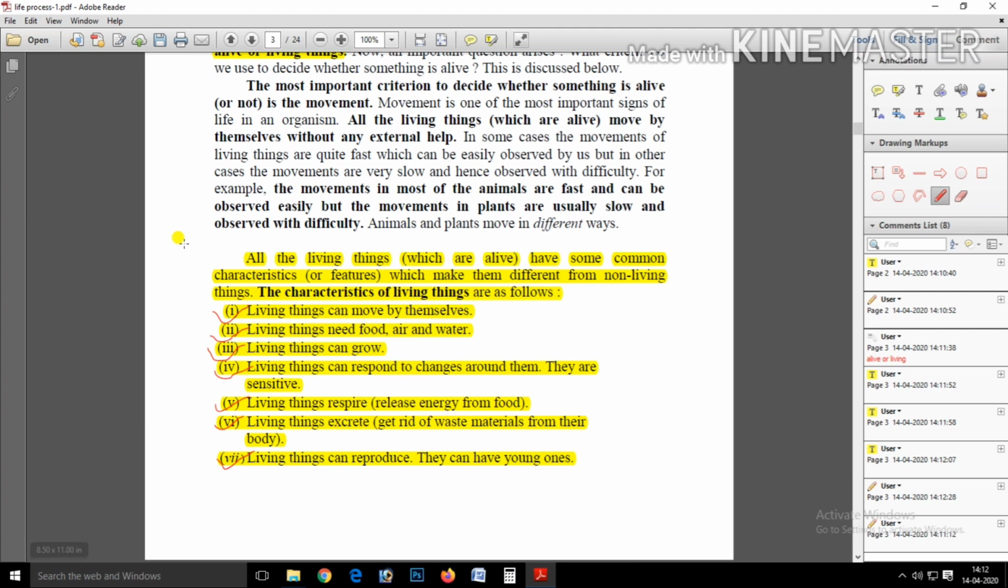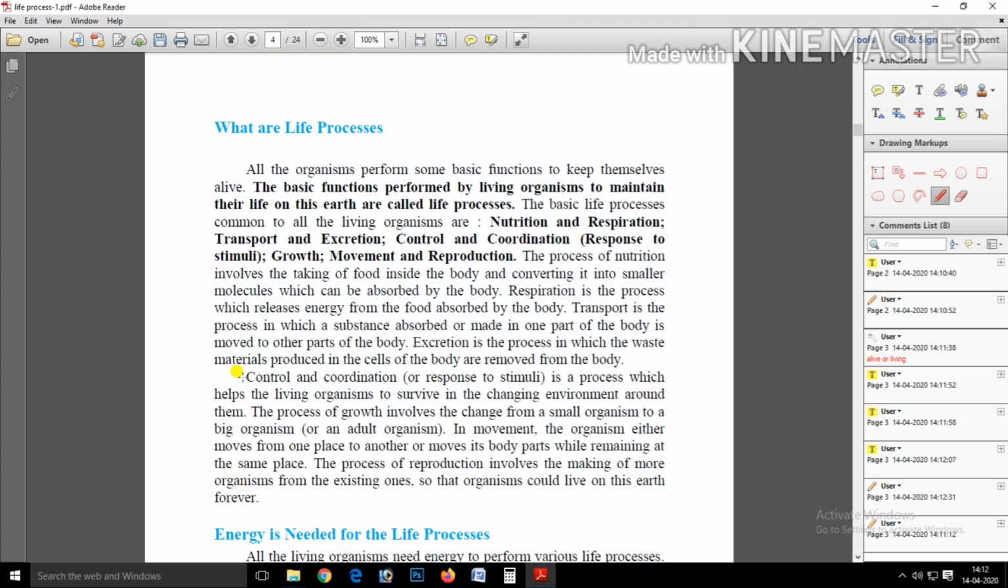So all these characteristics are completed by some life processes. So we can say that the basic functions performed by living organisms to maintain their life on the earth, that means their survival, is called life processes. Now, the life processes are nutrition, respiration, transport, excretion, control, coordination, growth, movement, and reproduction.